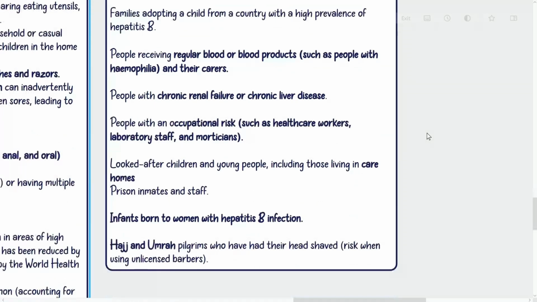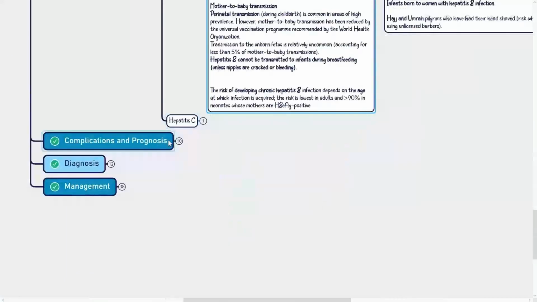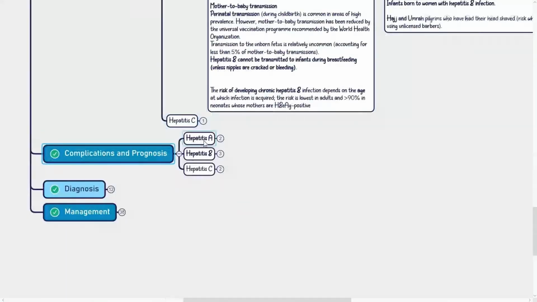people with chronic renal failure or chronic liver disease, people with an occupational risk, such as healthcare workers, laboratory staff, and morticians, looked after children and young people, including those living in care homes, prison inmates, and staff, infants born to women with hepatitis B infection, Hajj and Umrah pilgrims who have had their head shaved, at risk when using unlicensed barbers.